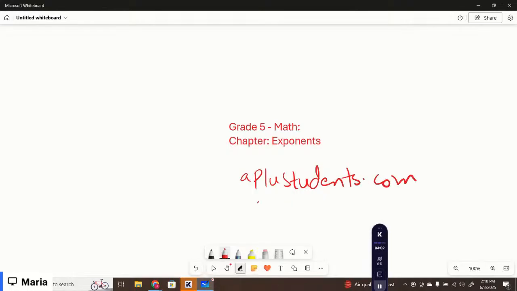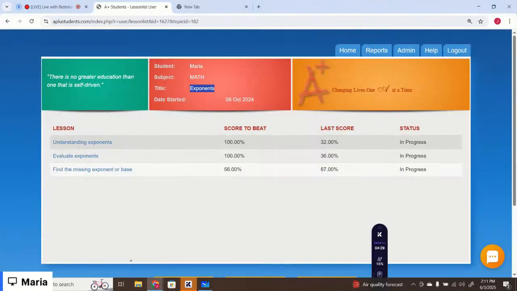Then you have to select math composition time, scroll down to grade 5 math, and then click on the whole lessons. Then you can find the list of the chapters. We're going to start with the chapter exponents. So please make sure you have your notebook and pencil so that you can note down the important examples and definitions as well.